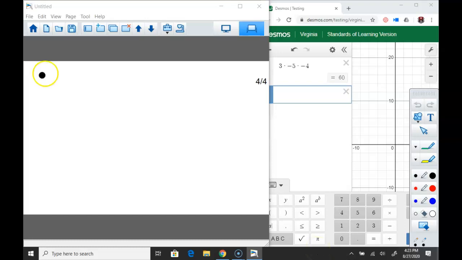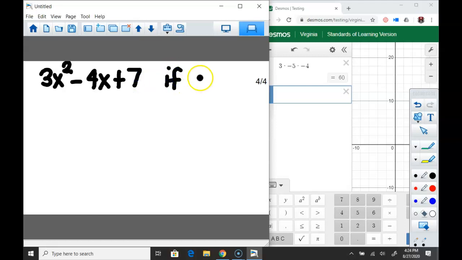Okay, next up, 3x squared minus 4x plus 7. And we're going to evaluate that if we know that x is equal to a negative 3. So we're going to sub negative 3 in for both of the x's that we see in that problem. Before we do that, though, let's take a minute to do some planning.